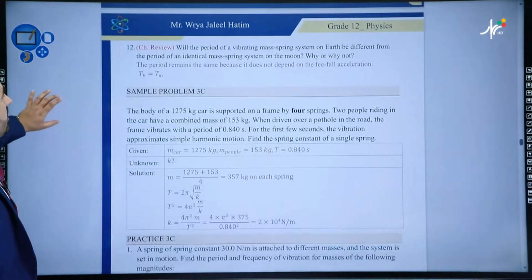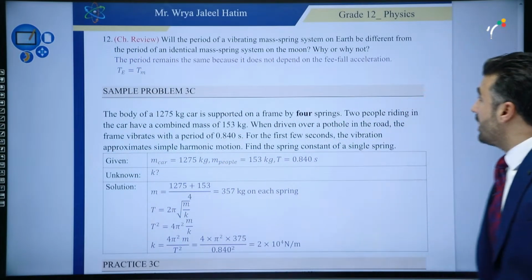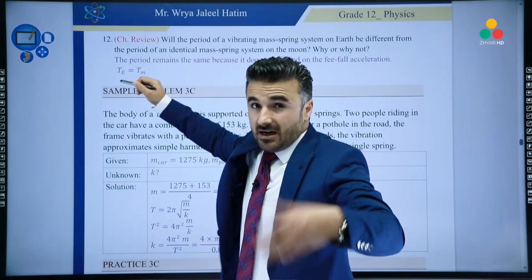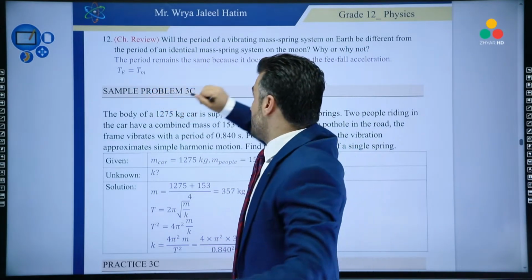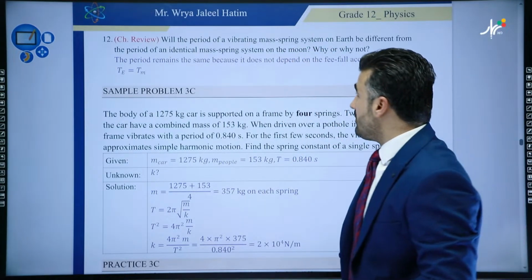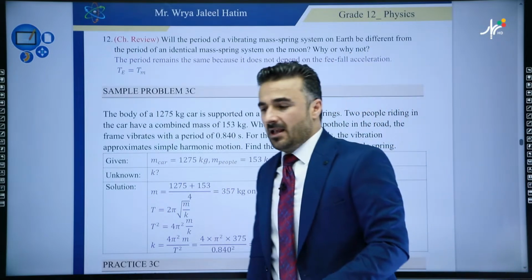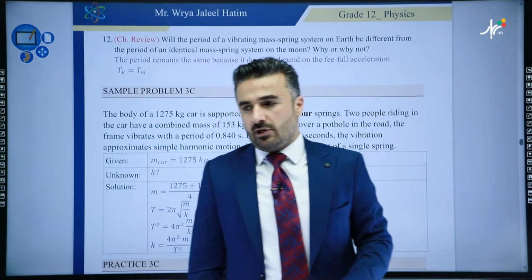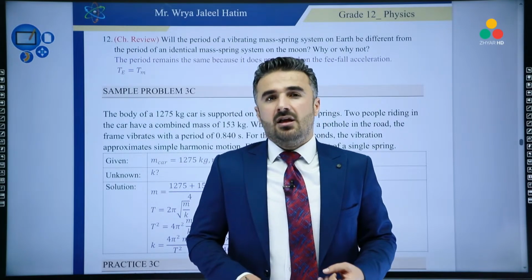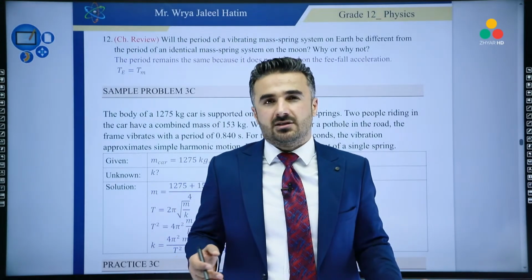Okay, now let's take a look at this one here. It says, will the period of a vibrating mass spring system on Earth be different from the period of an identical one, with the same mass and the same spring constant, on the Moon? Why or why not? The answer is no. The period will be the same. That is because the period of a mass spring system does not depend on the gravitational acceleration.